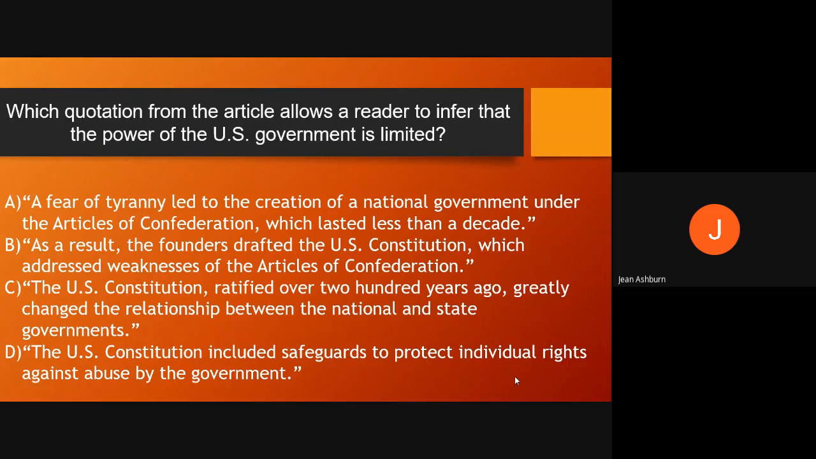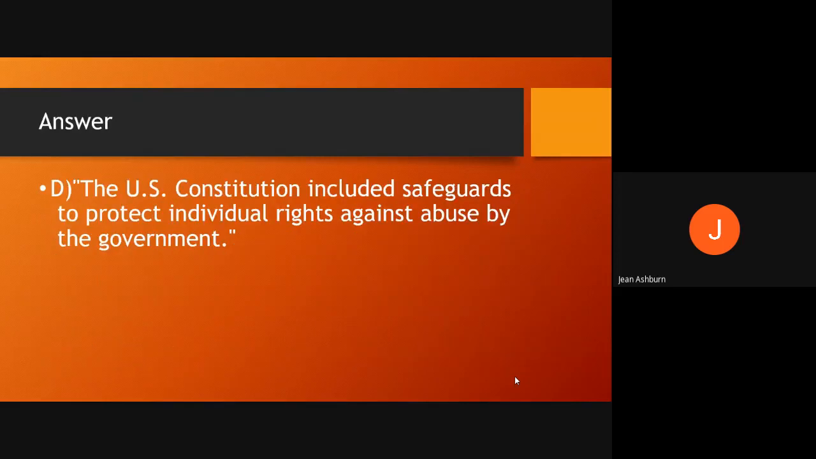Which answer did you choose? The correct answer is D. The U.S. Constitution included safeguards to protect individual rights against abuse by the government.